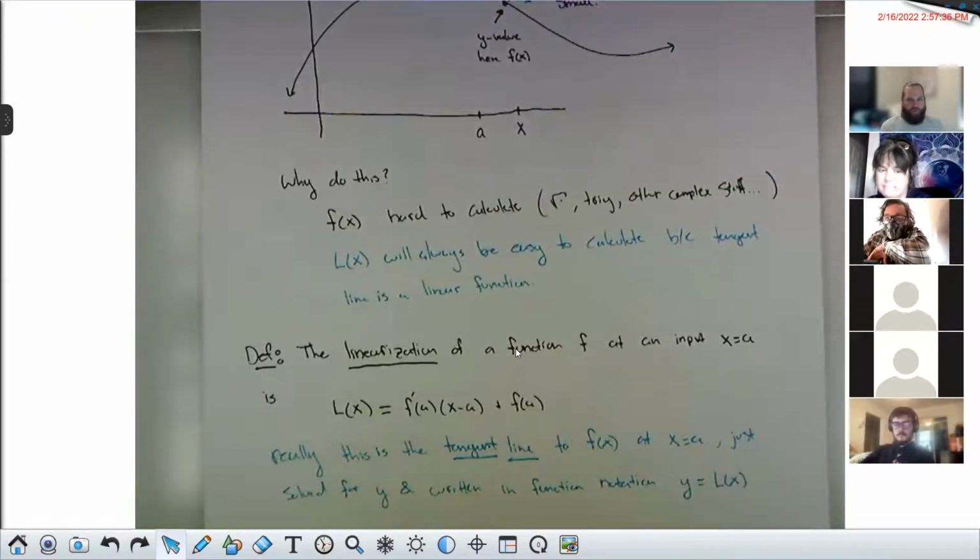So the utility here is things like calculating the sine of 47.2 degrees, right? How the hell are you going to do that? Or calculating the square root of 3.98726. How the hell are you going to do that? This is how your calculator does that. More sophisticated calculators would have more terms over here, something involving x minus a squared and the second derivative, perhaps a third order term, but this is the game.